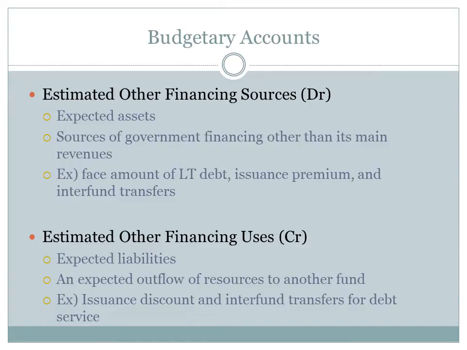Estimated other financing uses have a credit balance, as do the appropriations. These are expected liabilities, and they are generally an expected outflow of resources to another fund. Examples of these include an issuance discount on long-term debt, as opposed to the premium that's an other financing source, or inter-fund transfers for debt service.